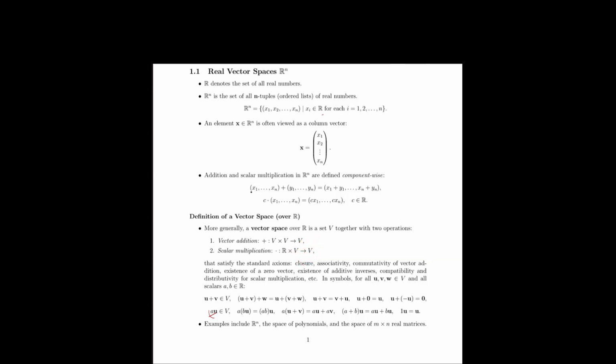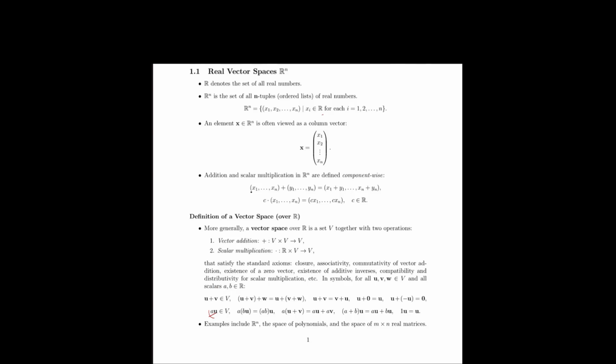So a vector space will satisfy some specific standard axioms such as closure, associativity of vector addition, commutativity of vector addition, existence of a zero vector, existence of additive inverses, compatibility, and distributivity for scalar multiplication. So what do they mean? If we choose any three members from the set V called u, v, and w, and also two scalars, a and b, from the real numbers, then all these properties hold.